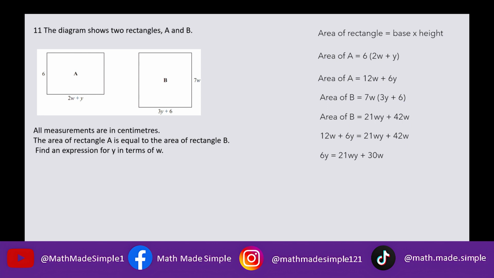And as I want y on its own, and there's y on both sides, I will bring the 21wy to the other side. Then I can factorize the y out, which gives me y(6 - 21w). So I can divide by (6 - 21w) to give me y = 30w over (6 - 21w). So that's the answer.